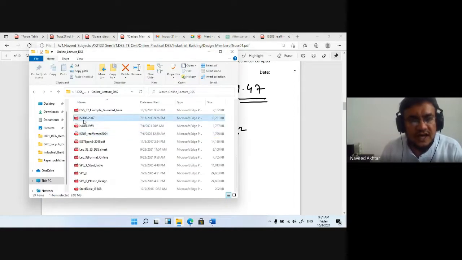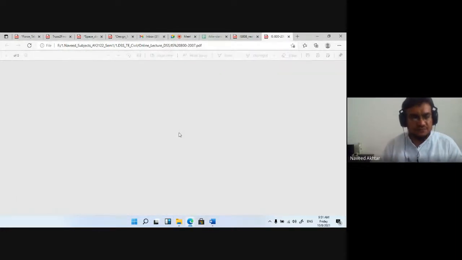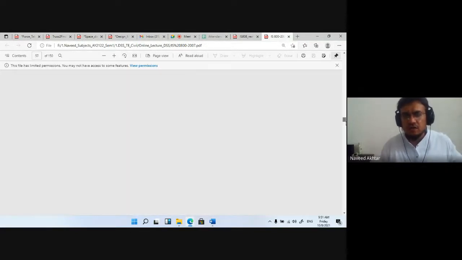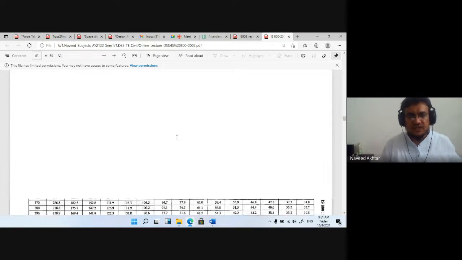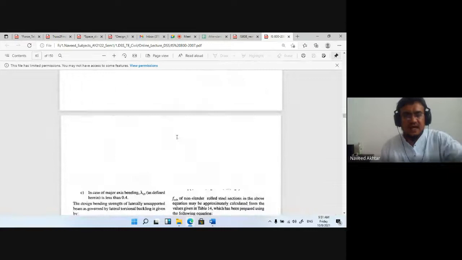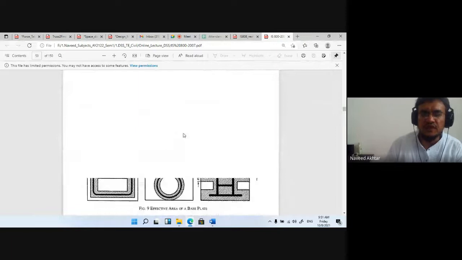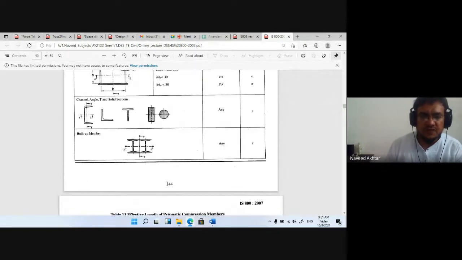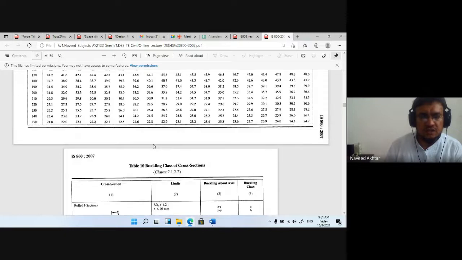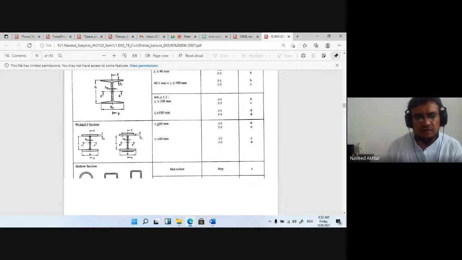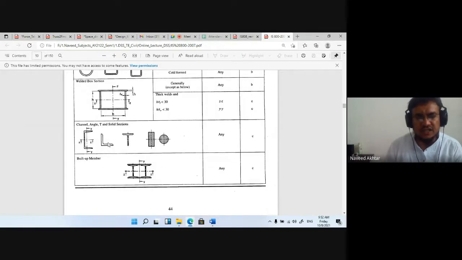So if you open IS 800:2007, from Table 10, sorry, Table 10, you can see the buckling class given on page number 44. This is the table for buckling class of cross section. For any angle section, you can see the buckling class is C. So we have to use buckling class C.